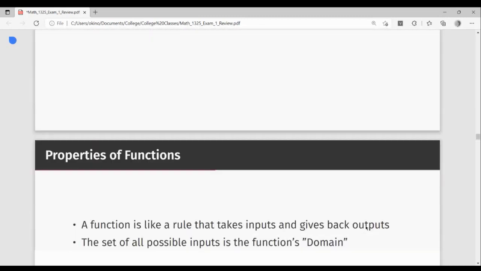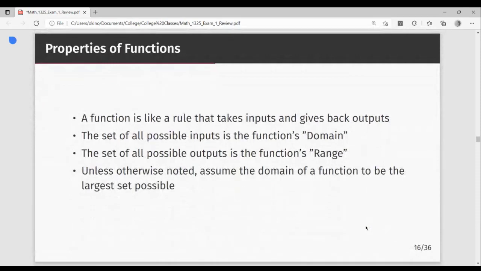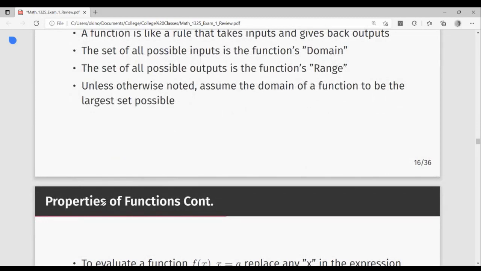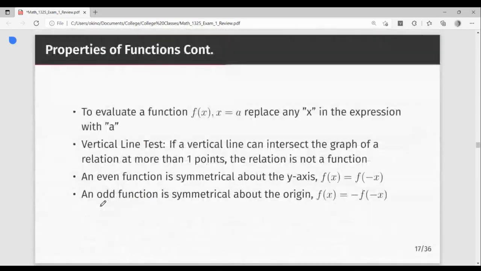Now let's move on to functions. And so properties of functions. A function is like a rule. It takes inputs and gives back outputs. And if you think about it, all possible inputs of our function is called the domain, and all possible outputs is called the range. And unless otherwise noted, let's assume that the domain of our function is the largest set possible. And I'll be explaining what largest set possible means in a bit.